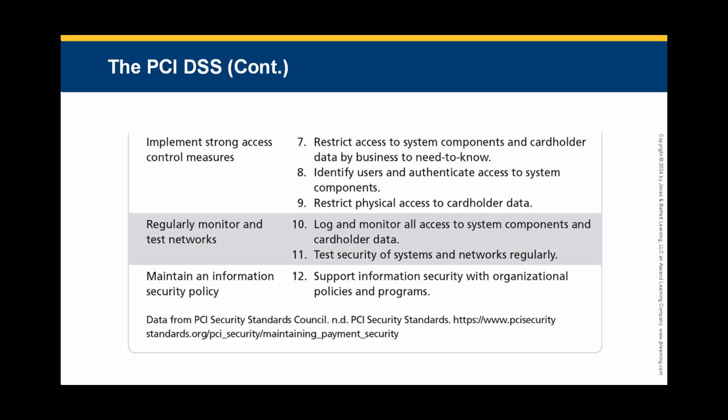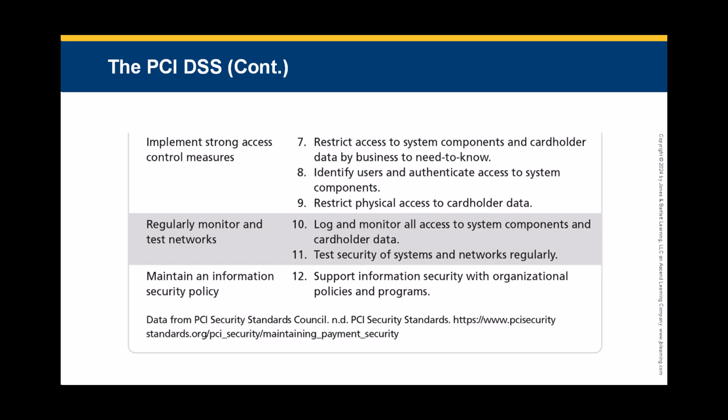Requirement 9 focuses on restricting physical access to cardholder data. While this may seem less relevant to web applications, it applies to servers, data centers, and even employee workstations. Physical access controls such as locked server rooms, badge access, and surveillance protect against insider threats and unauthorized data access.